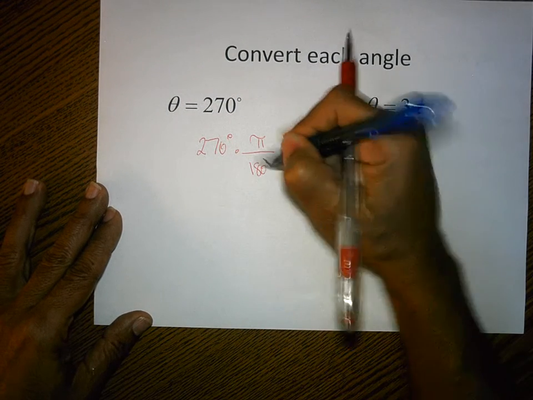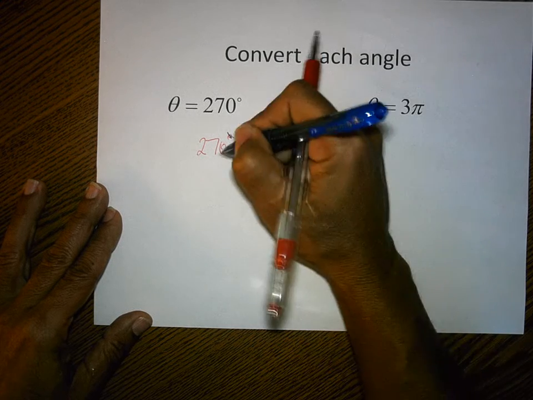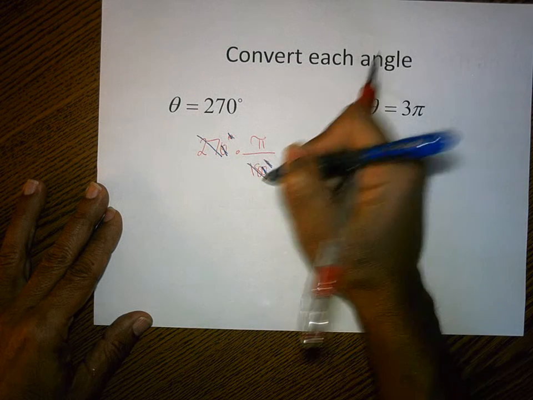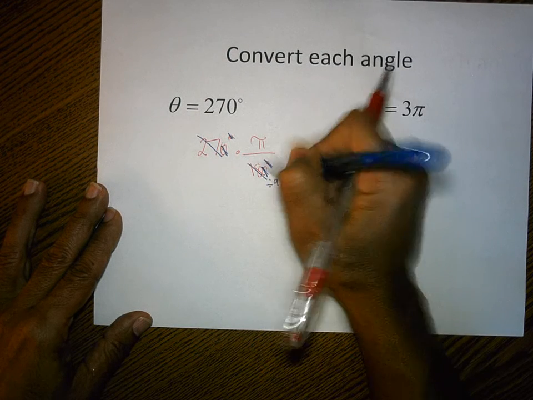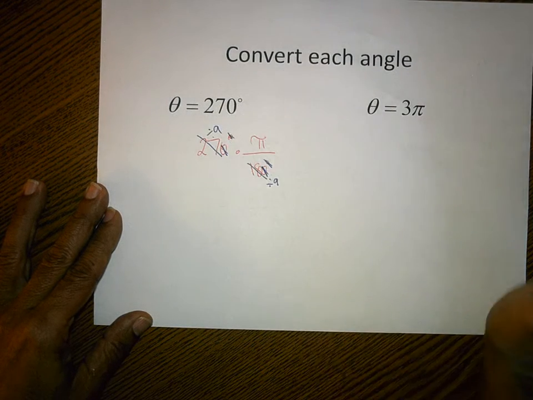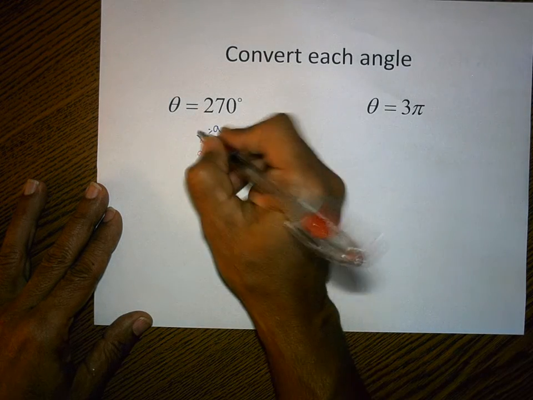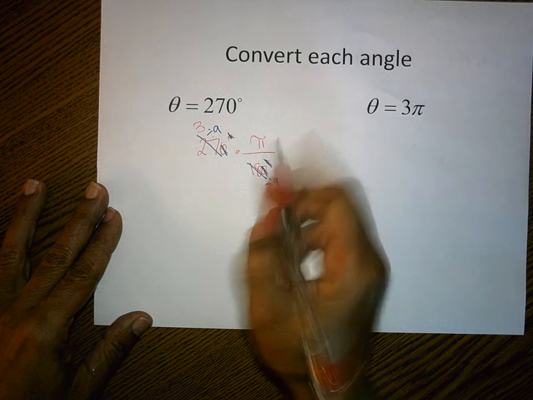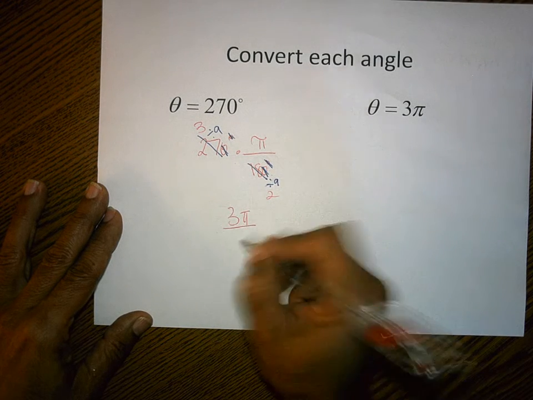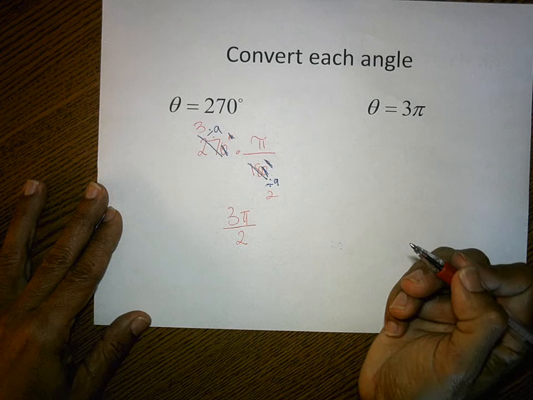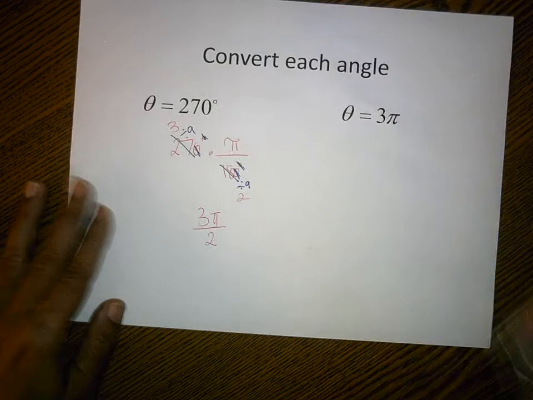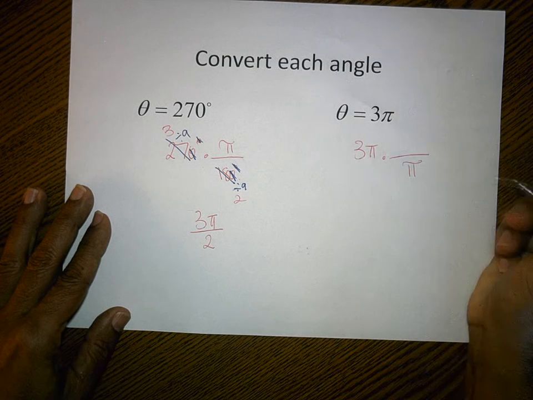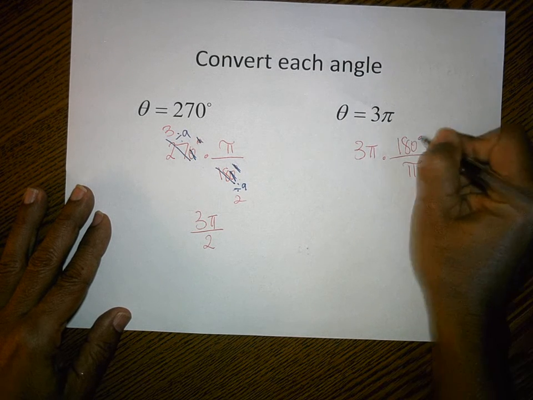The degrees, the units cancel, the tens can be reduced. And then 18 and 27 are both divisible by 9. 27 divided by 9 is a 3, and 18 divided by 9 is a 2. 3 times pi is 3 pi, and the 2, so 3 pi over 2. Okay? Again, 3 pi times, well, make sure you put the pi on the bottom and the 180 on top.